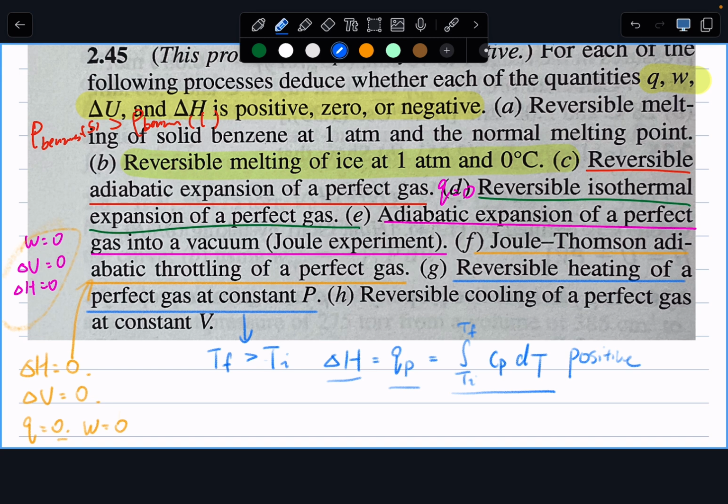Yes? Sorry, I'm confused. If it's cooling, why is the final temperature higher? This one is heating. Oh. Cooling is the next question.